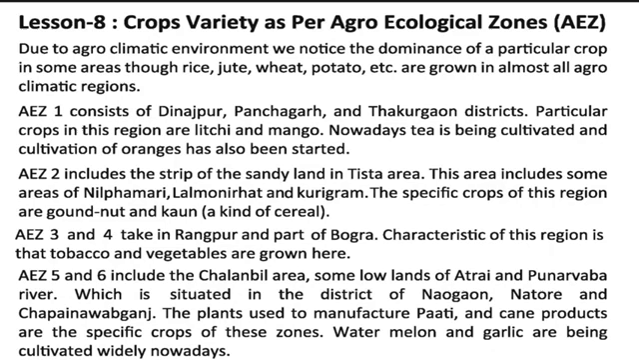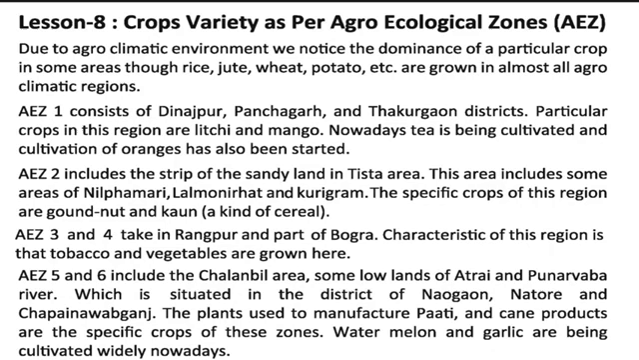Agroecological zone 2 includes the strip of sandy land in the Tista area. This area includes some areas of Nilphamari, Lalmonirhat, and Kurigram. The specific crops of this region are groundnut and corn, a kind of cereal.